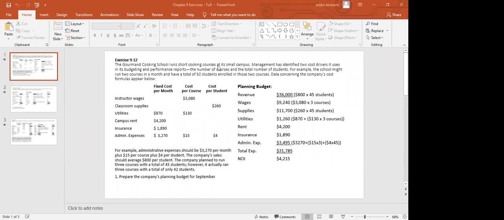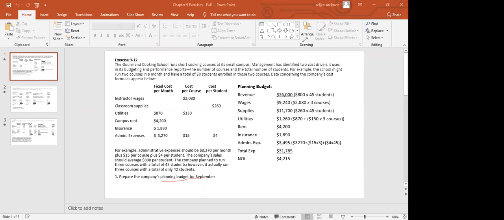Okay, so we have this school. For example, the school might run two courses. They're running courses, a cooking school. And they have some data here. So they might run two courses and have a total of 50 students enroll in the two courses. So the question is, what's the planning budget for September?